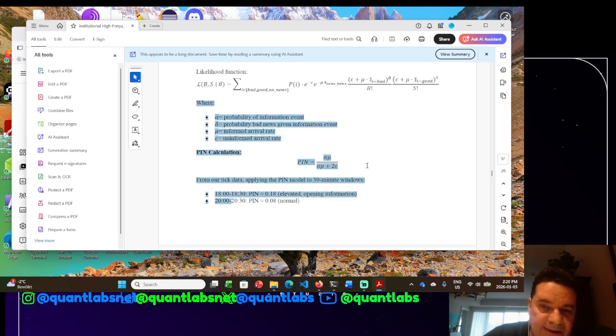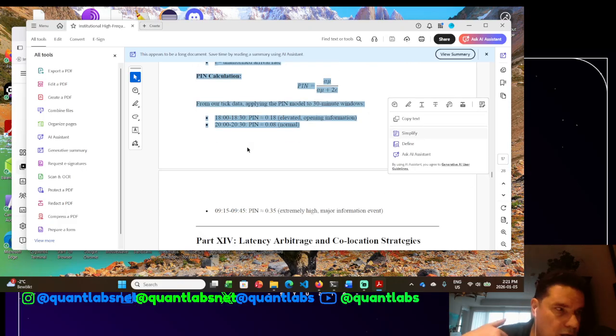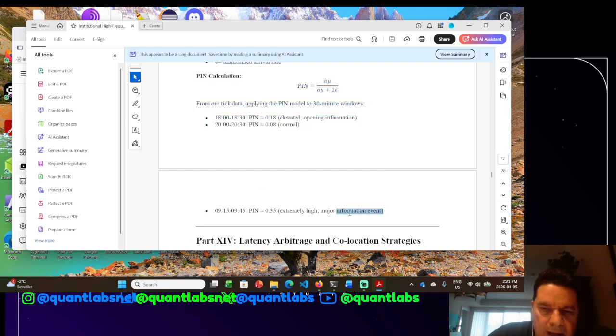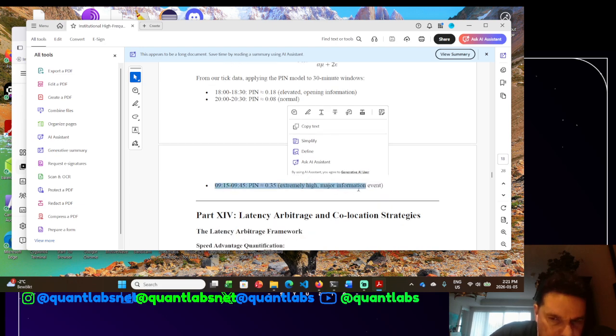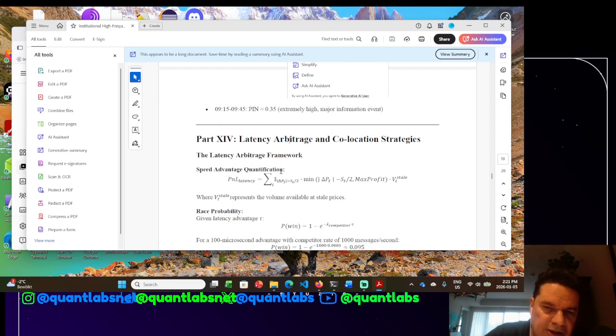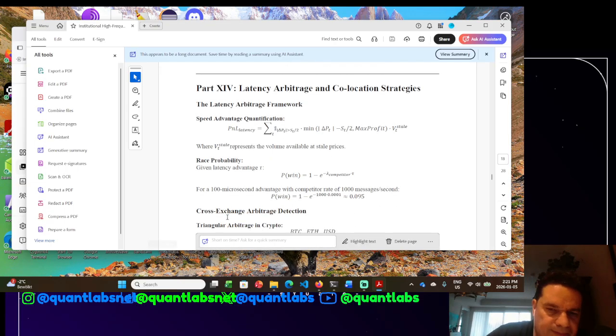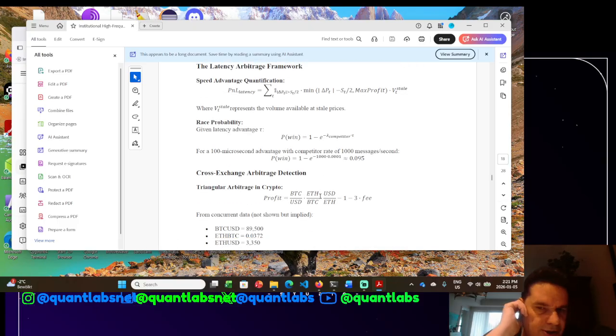And these are all the techniques that you're going to look at, which the formulas, the equations from a quantitative perspective, will give you. Look at this. So we have an extremely high major information event. Just looking at the data, very powerful. Again, latency arbitrage framework. This is really important. Race probability, cross exchange arbitrage detection.